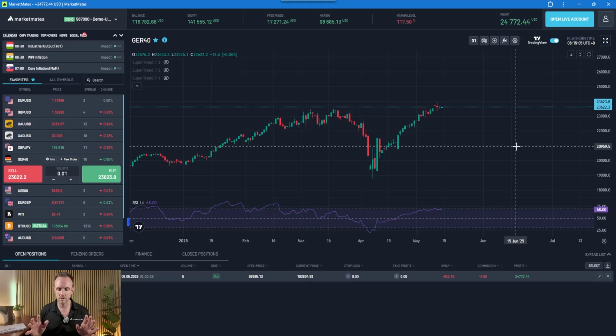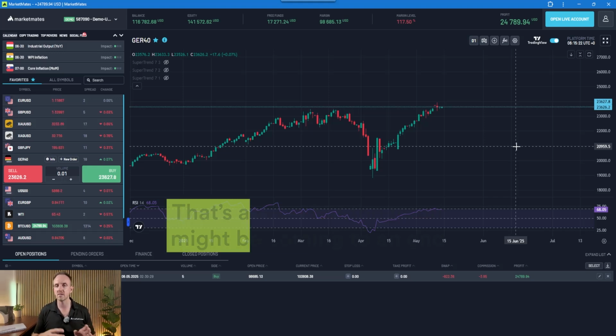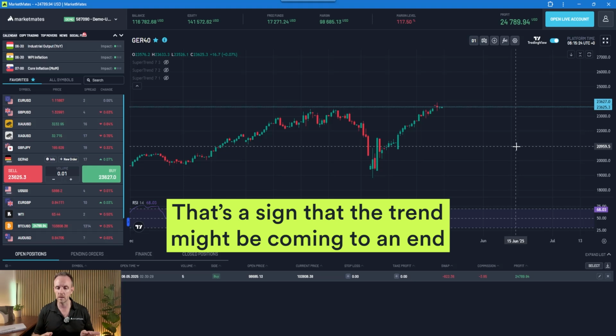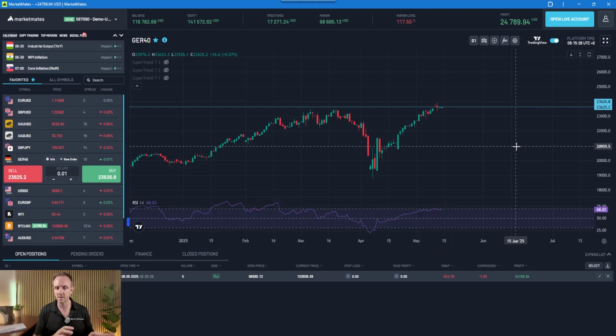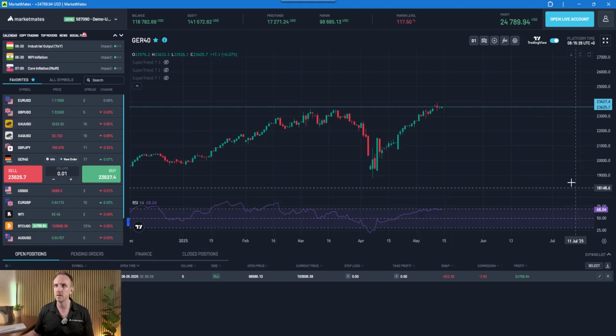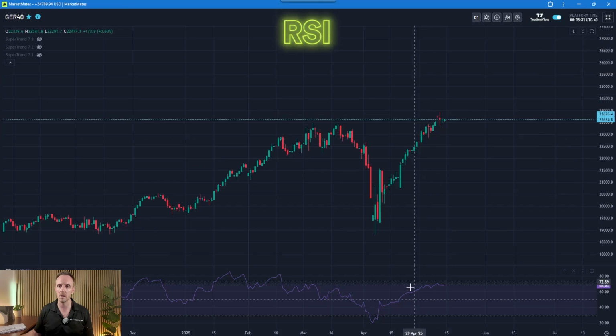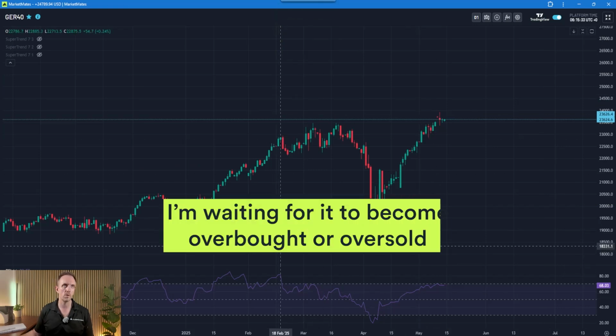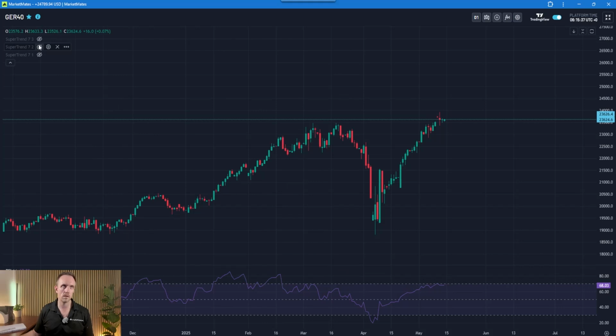In terms of using the SuperTrend as an exit, I like to combine it with the RSI. The reason I like this is because I'm a trend follower, I'm trying to capture the trend. But when the market gets overbought or oversold, that's a sign that the trend might be coming to an end, and it can be good to look for exits at this point. So I'm putting on the RSI, waiting for it to become overbought or oversold, and then I'm using my SuperTrend indicator for an exit.